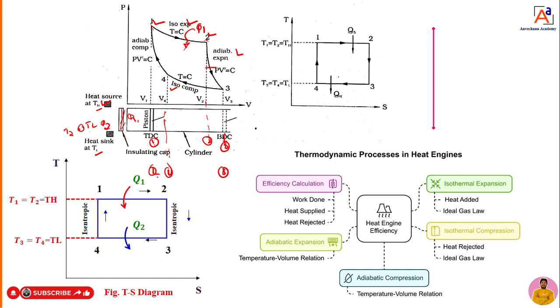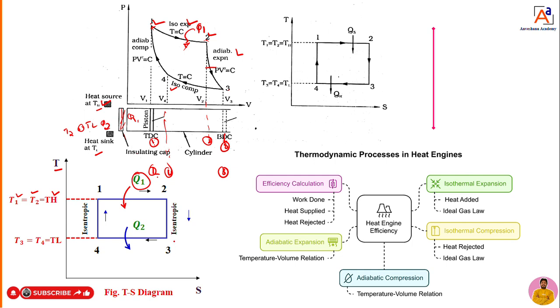So at 1 to 2, you can see the same thing in a TS diagram, temperature versus entropy. From 1 to 2, we are going to supply a certain amount of heat. That heat is represented as Q1. Then the temperature at point 1 and point 2 remain the same, hence T1 is equal to T2. That is the highest temperature, hence we are going to show it as TH, the highest temperature.